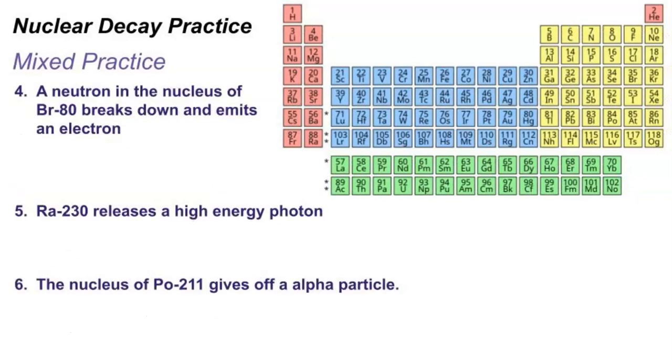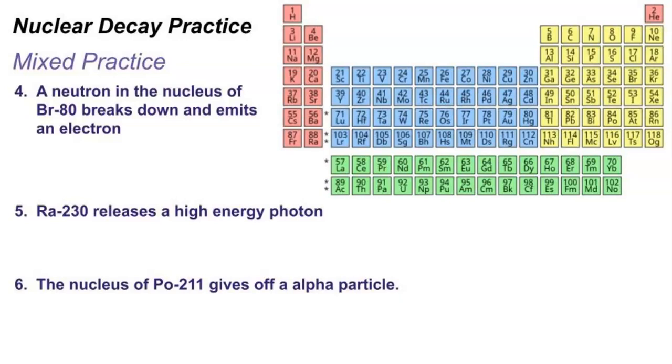Number 4 says a neutron in the nucleus of bromine 80 breaks down and emits an electron, which is just the process of beta decay being described for us. So a neutron breaking down, emitting an electron, and becoming a proton. So we're just writing the beta decay equation.